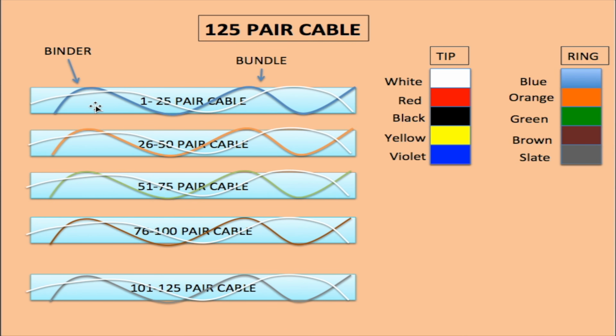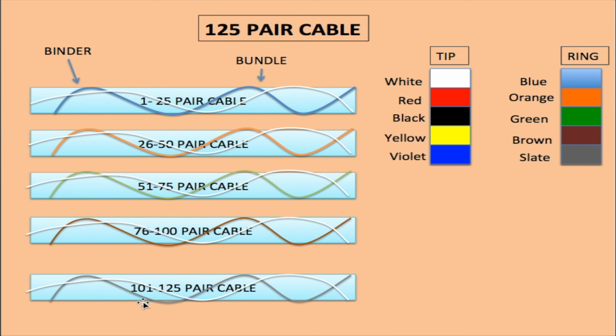So we use the same combination. Like white and blue is bundle 1. White and orange, bundle 2. Remember, pair 1 is white and blue, pair 2 is white and orange. We use the same rules for this as well. So we have white and blue, which is bundle 1, white and orange, bundle 2, white and green, bundle 3, white and brown, bundle 4, white and slate, bundle 5.